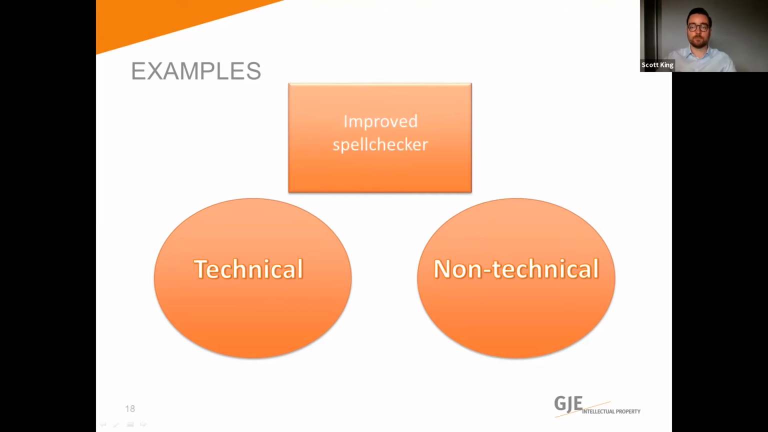The second example is an improved spell checker. So it's a piece of software that can accurately detect a misplaced comma in a text document. So is this idea technical or not? So this would be deemed to be a non-technical idea, as there's nothing technical being done here. It's just a piece of software for detecting a linguistic error. So this is not technical and therefore wouldn't be patentable in Europe.